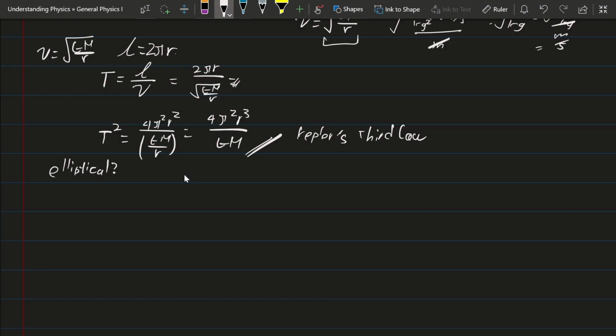So for an elliptical orbit, I want to describe a little bit of its technical terms. First, there is something which we call the perihelion. This is where it is at its closest distance, closest approach, while another one, which we call the aphelion, is the furthest.